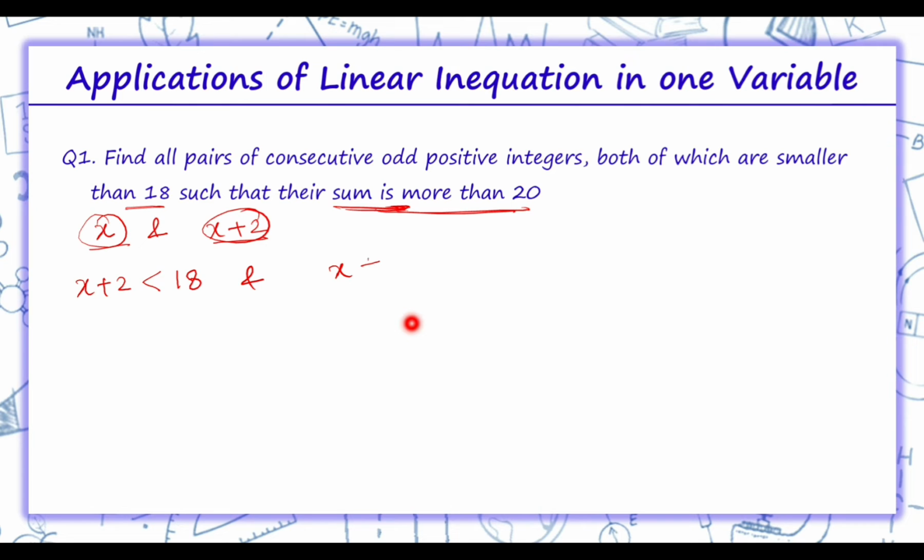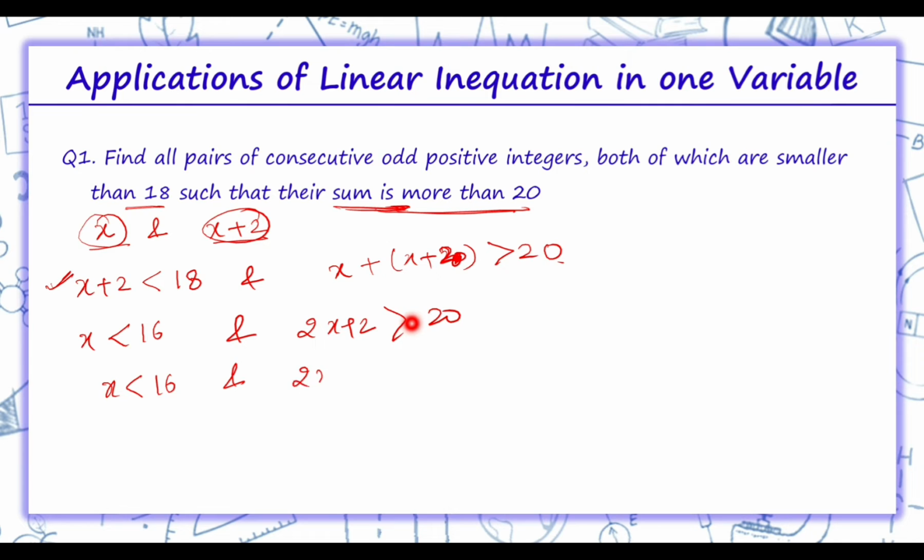That is, 2x plus 2 is greater than 20. So on solving this part, we'll get x is smaller than 16, and here we'll get 2x plus 2 is greater than 20. So x is smaller than 16, and when we solve it, we get 2x greater than 18. Thus x greater than 9, x smaller than 16.